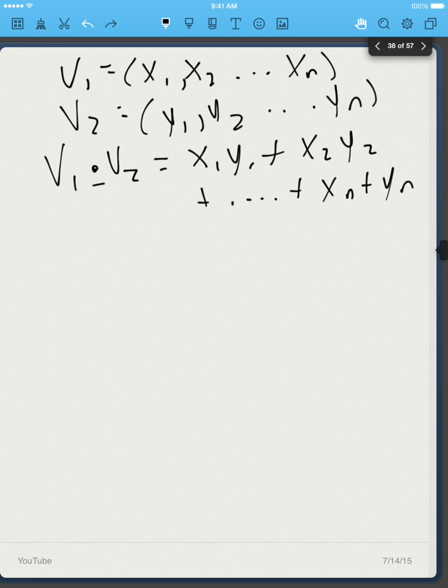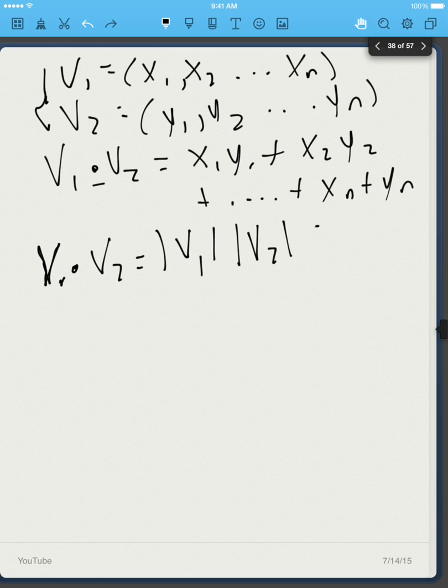And what should be interesting about this is a relationship between the dot product and the geometric properties of these vectors. So geometrically, and you can prove it with the Pythagorean theorem basically, v1 dot v2 is equal to the magnitude of v1 times the magnitude of v2 cosine theta.